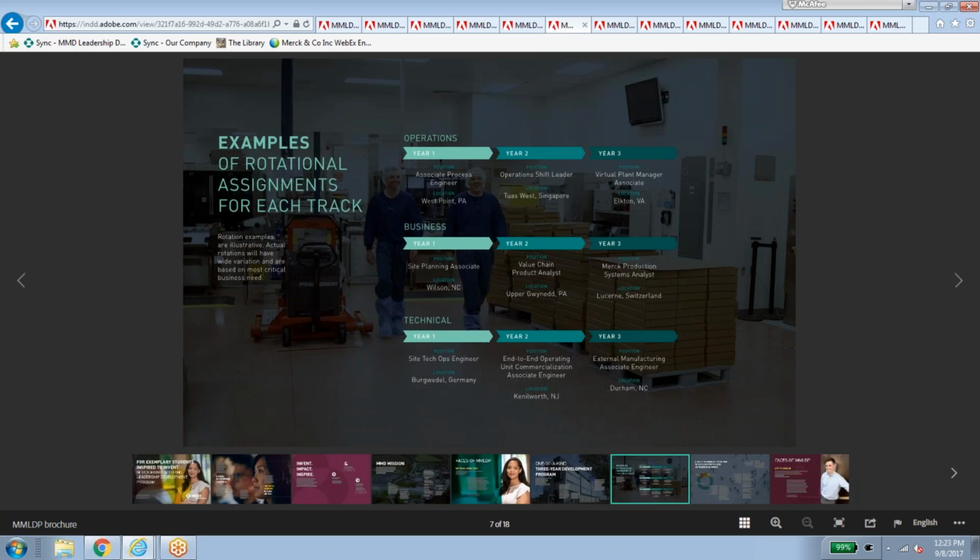For someone in a business track, the way that we look to get you operations experience is by doing something like a site planning role, for example. Site planning is something that typically is part of our supply chain management function, but the site planners do sit on the shop floor, if you will.